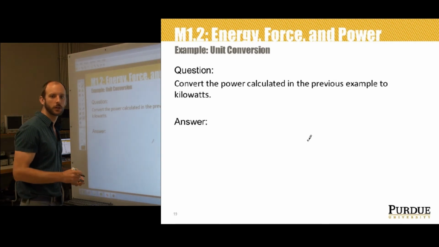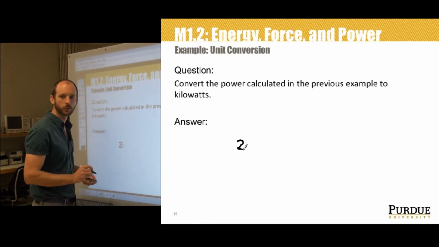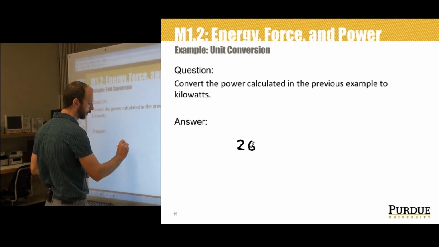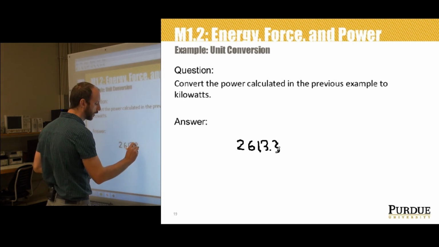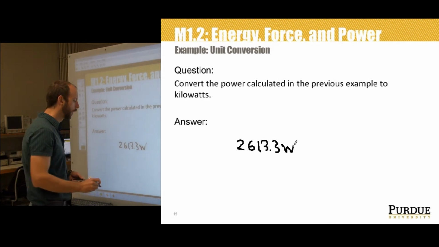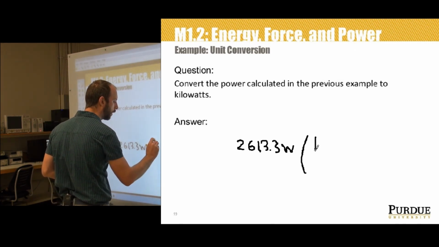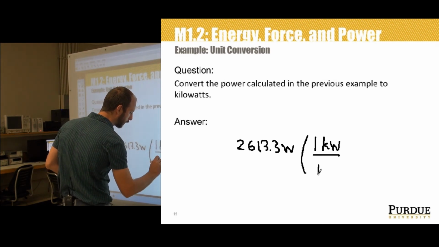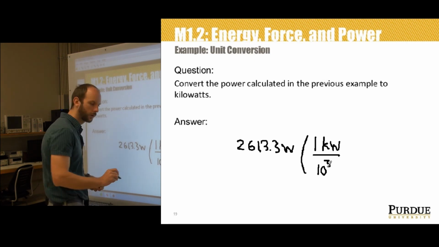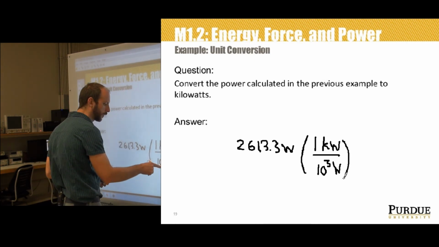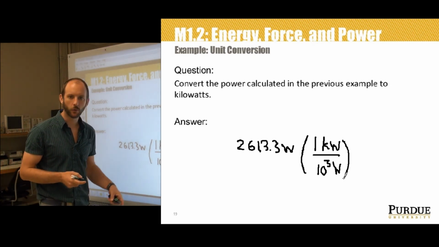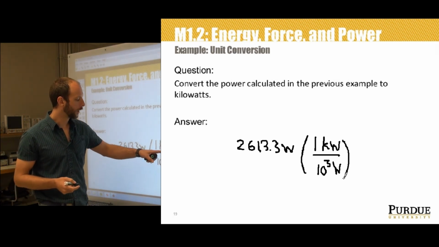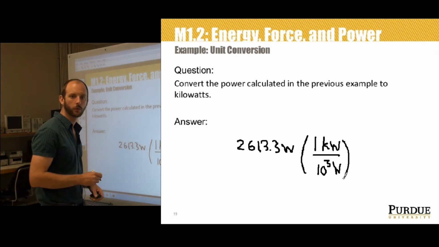So all we have to do here is take the power that we calculated, which was, if you recall, 2,613.3 watts, and I want to convert that to kilowatts. So what I know is that in 1 kilowatt, there is 10 to the third watts. 10 to the third is 10 times 10 times 10, or 1,000. So if I want to convert watts to kilowatts, I multiply by this fraction, and it gives me 2.6133 kilowatts.